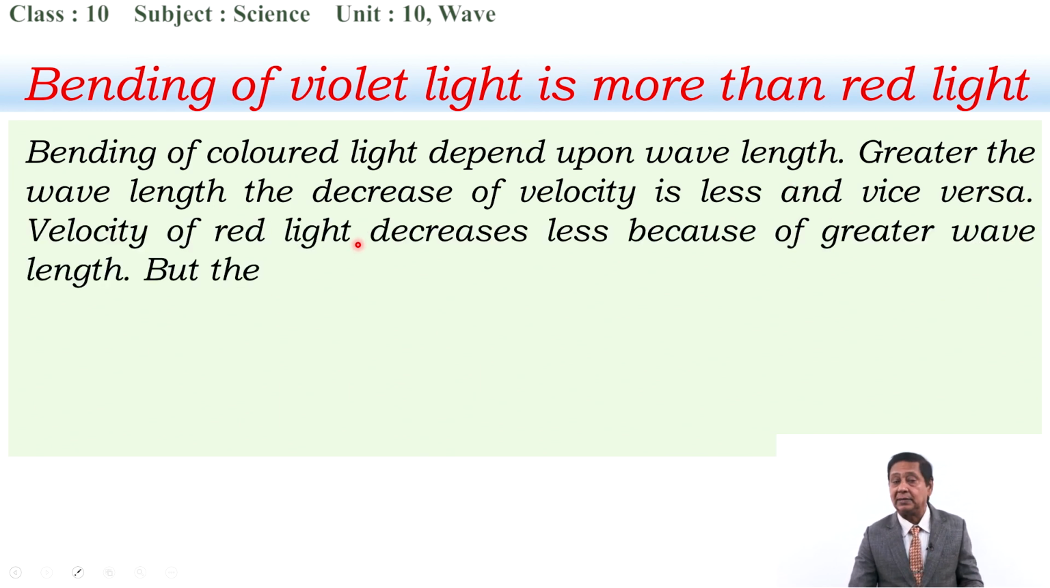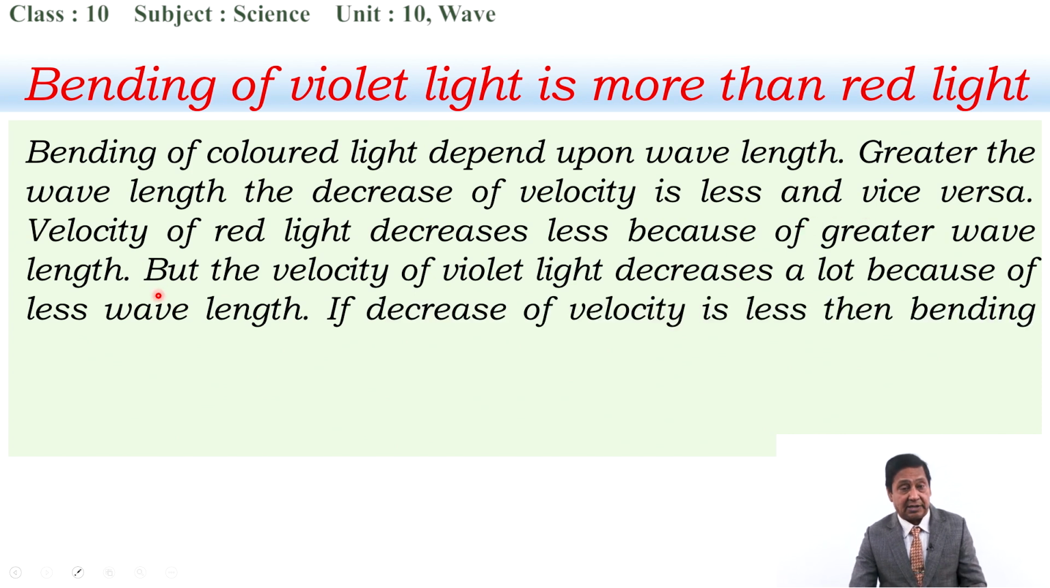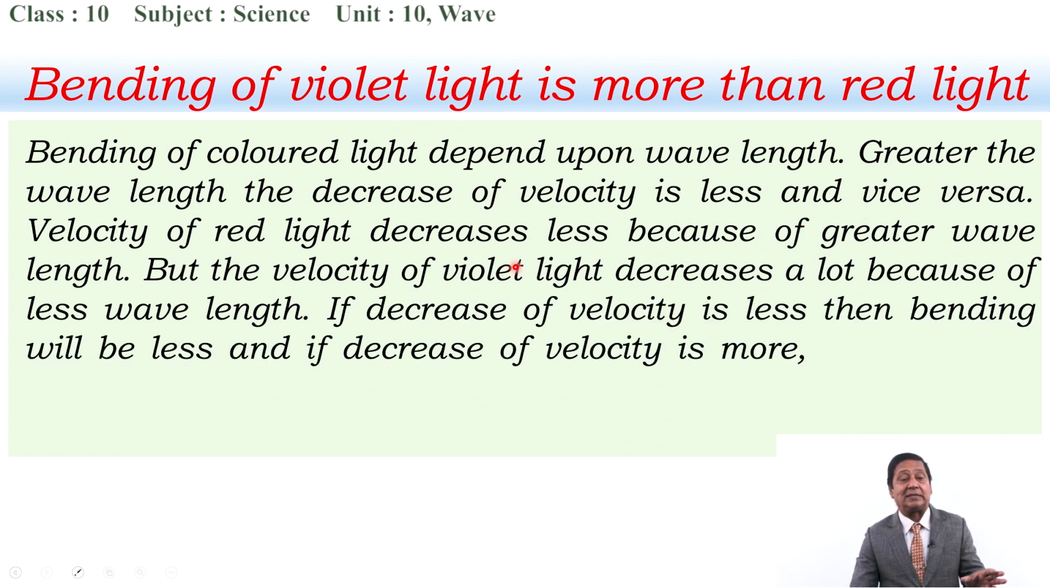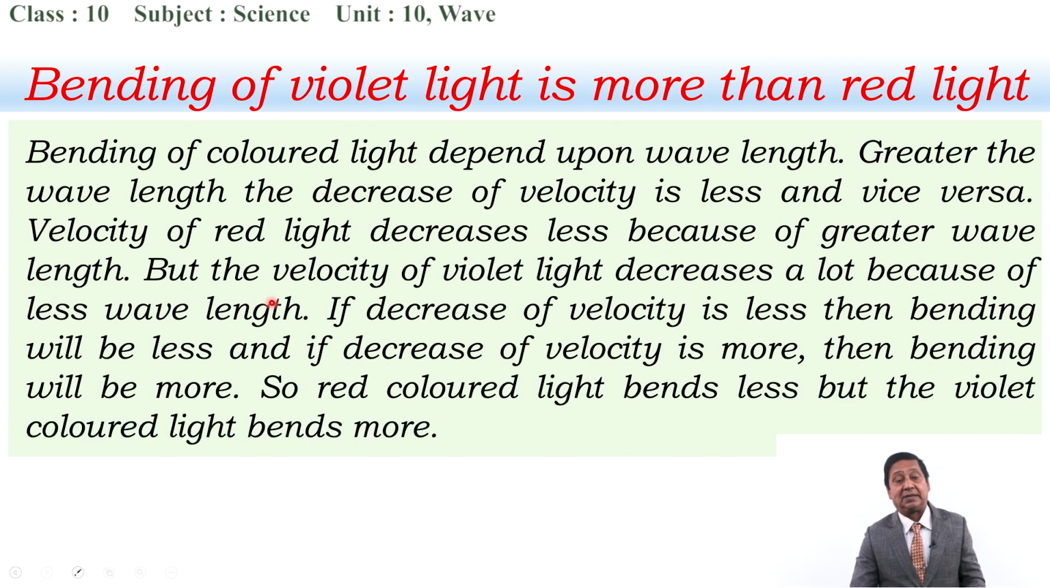Greater the wavelength, the decrease of velocity is less, and vice versa. Velocity of red light decreases less because of greater wavelength, but the velocity of violet light decreases a lot because of less wavelength. If decrease of velocity is less, then bending will be less, and if decrease of velocity is more, then bending will be more. So, red colored light bends less, but the violet colored light bends more.